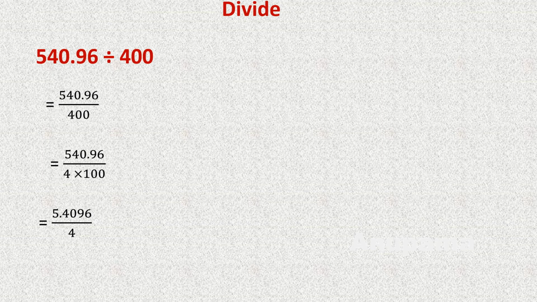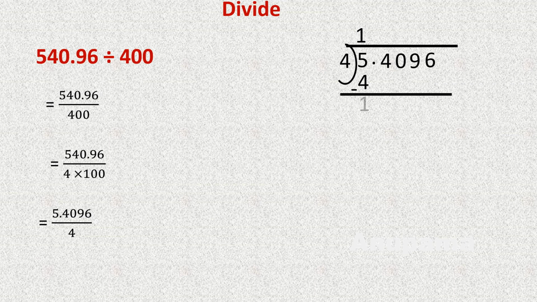So we will divide 5.4096. How? Like this we will write 5.4096 and divide by 4. At first we will say the table of 4 for 5, which is 4 ones are 4. We will subtract it: 5 minus 4 is 1. Then we will put the decimal point and write down 4 here. Now it is 14. 4 threes are 12.